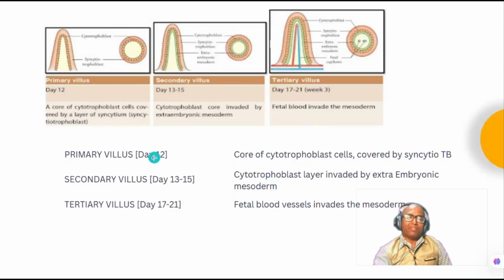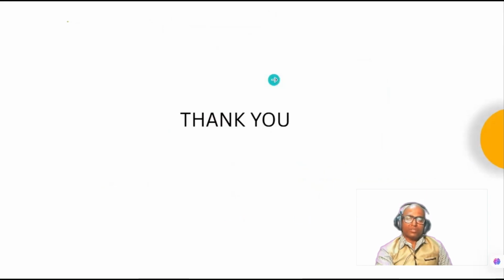Okay, so the primary villus by day 12 has a core of cytotrophoblast cells covered by the syncytiotrophoblast. You have the secondary villus by day 13 to day 15, where the cytotrophoblast layer is invaded by the extraembryonic mesoderm, and the tertiary villus will have the fetal blood vessels that invade the mesoderm. Okay, so that finishes the development of the second week of the embryo. Thank you.